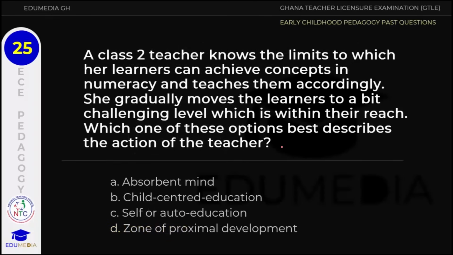Question 25. A class 2 teacher knows the limit to which her learners can achieve concepts in numeracy and teaches them accordingly. She gradually moves the learners to a bit challenging level which is within their reach. Which one of these options best describes the action of the teacher? A. Absorbent mind, B. Child-centered education, C. Self or auto-education, and D. Zone of proximal development. The correct answer is D. Zone of proximal development.